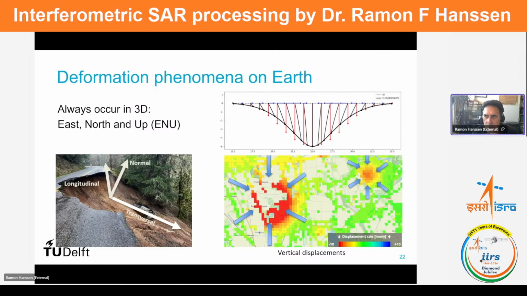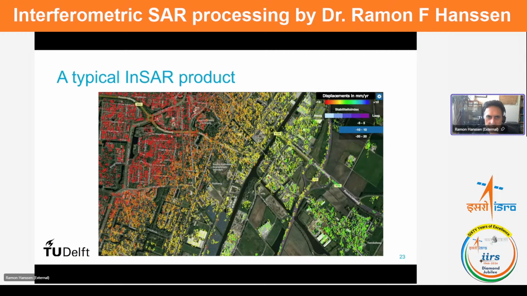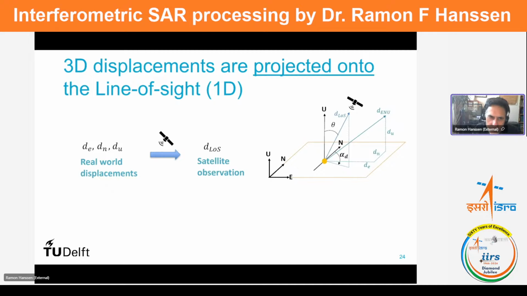So a typical InSAR product looks like this: colored dots, displacements in millimeters per year, and this is what we're dealing with. Now we need to know in which direction this displacement takes place. And as I already indicated, we start with the line of sight. So the real world displacement in the east-north-up component here on the left-hand side relates to the line of sight motion on the right-hand side. So we go from 3 dimensions to 1 dimension.